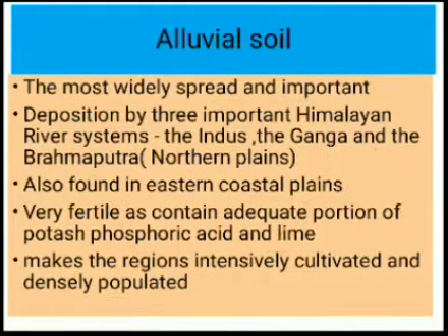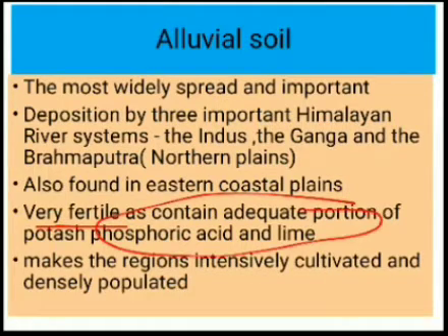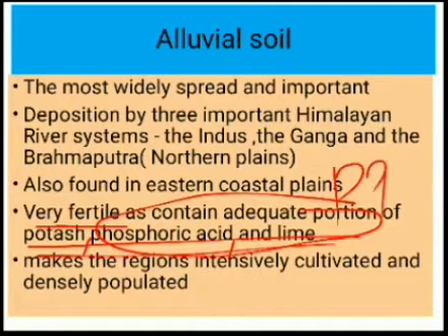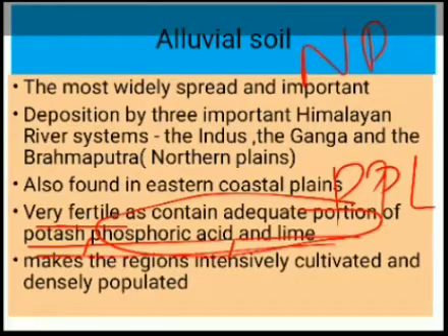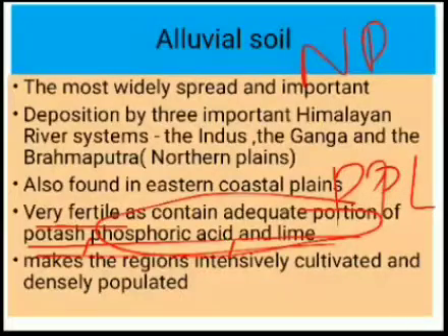The regions, if I talk about the regional one, then if I come to the quality, the soil is very fertile as it contains the adequate proportion. Now, this is about the chemical property: potash, phosphoric acid, and lime. PPL. Children, you must know that the soil wants adequate quantity of NPK: nitrogen, phosphorus, and potassium.